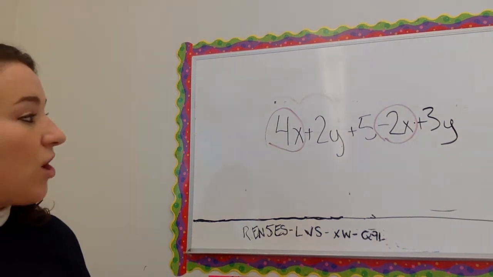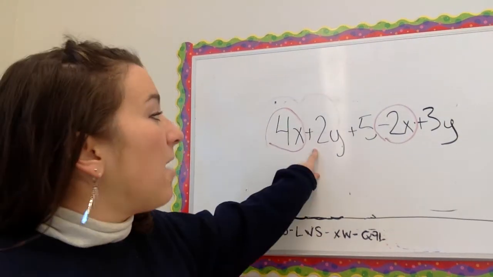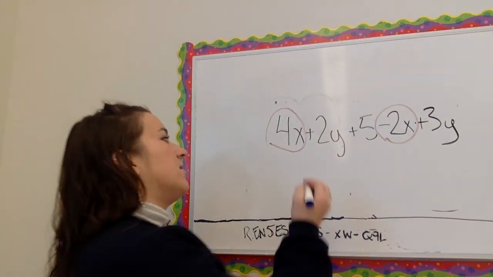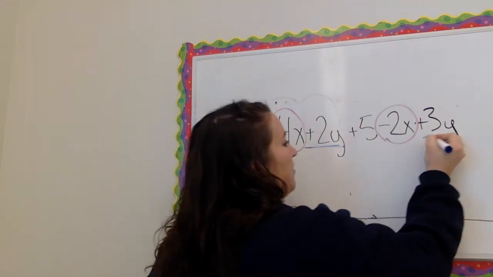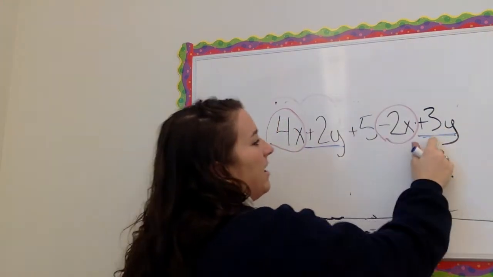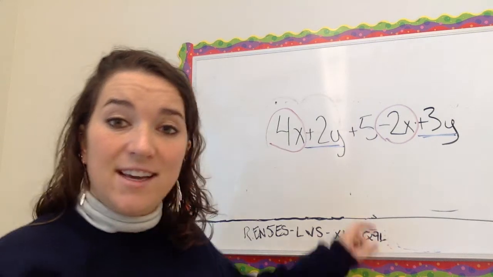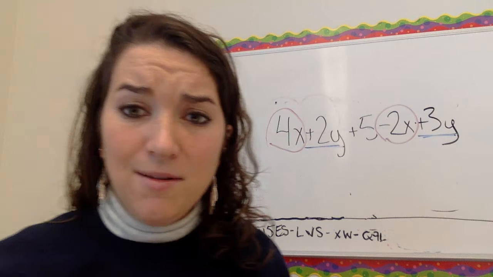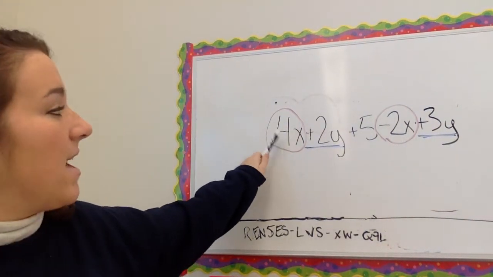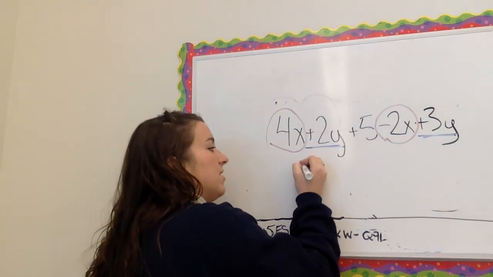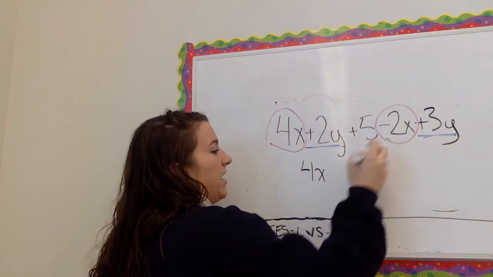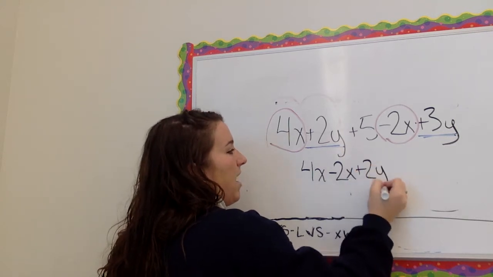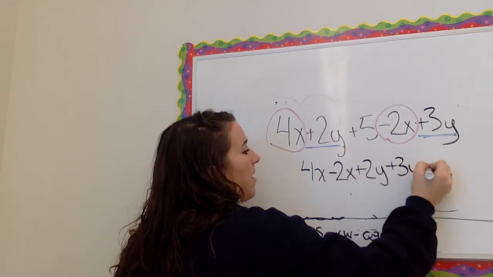Okay, so those are all of my terms that have x in them. I also have two terms with y, so I have another variable. I'm going to underline all the terms that I have with y: plus 2y and plus 3y. And lastly, I have my one constant, plus 5. So I'm going to rewrite this, putting my like terms together, starting with my x's because that's my first term: 4x minus 2x plus 2y plus 3y plus 5.